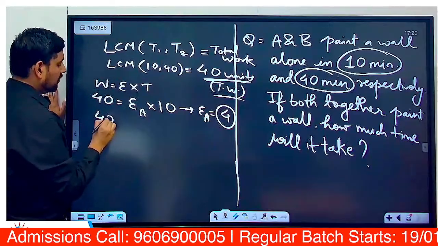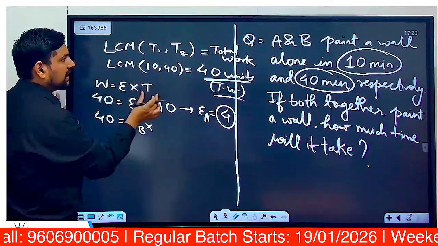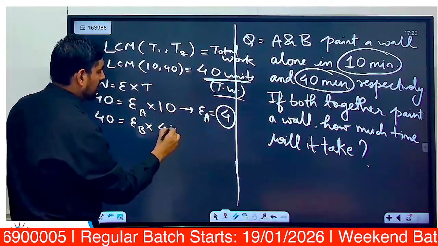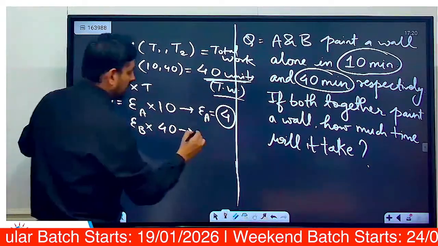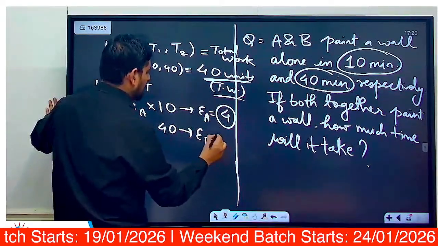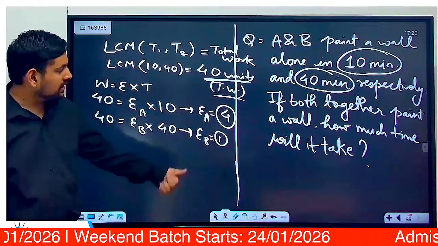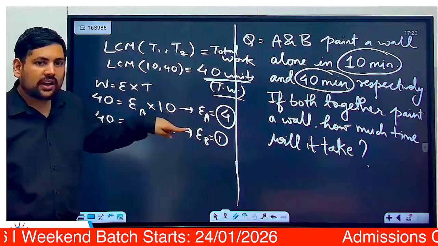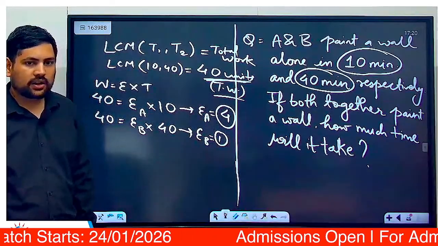Similarly, total work is same. Now I am trying to find out efficiency of B. So now time taken by B is actually 40 minutes. So efficiency of B came out to be 40 by 40, that is 1. Now this is a much better quantity because it is clearly telling you that A is 4 times as efficient as B.